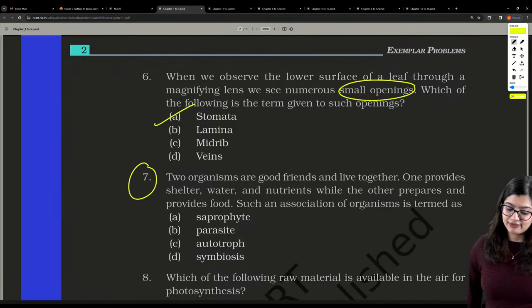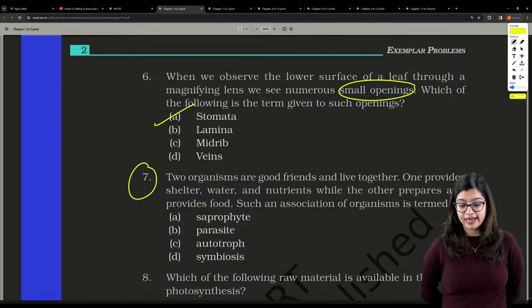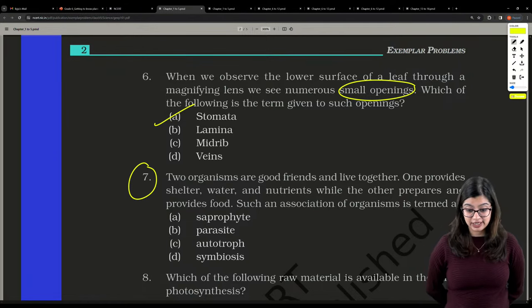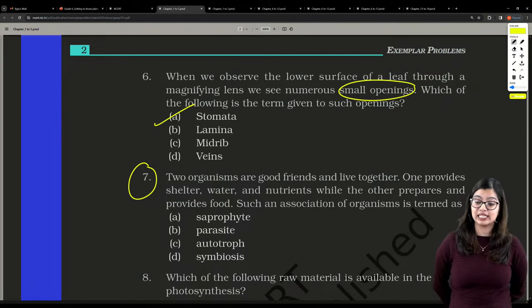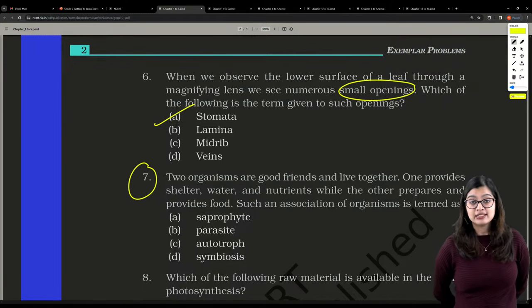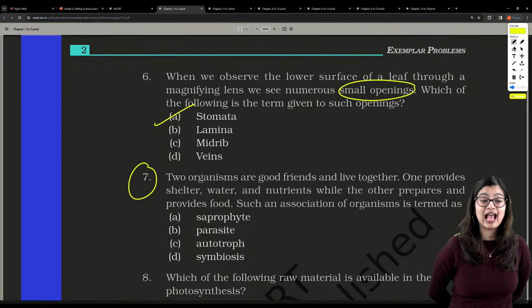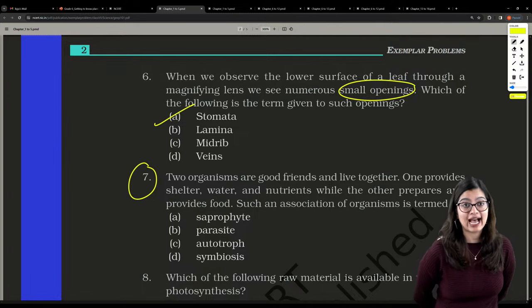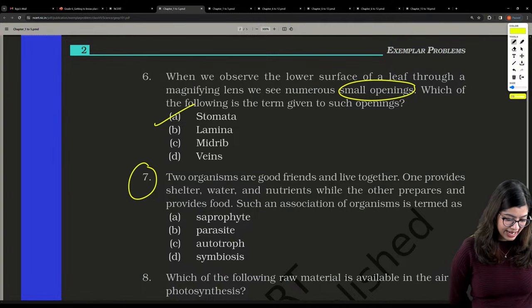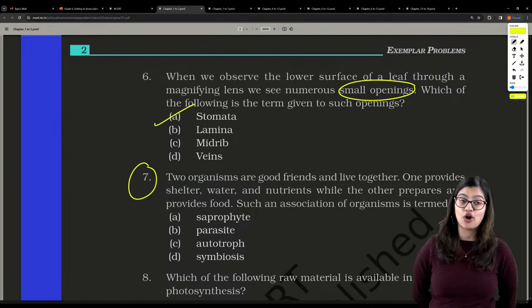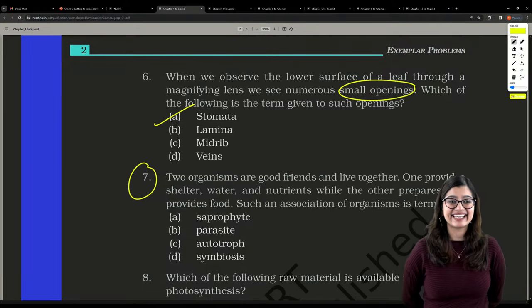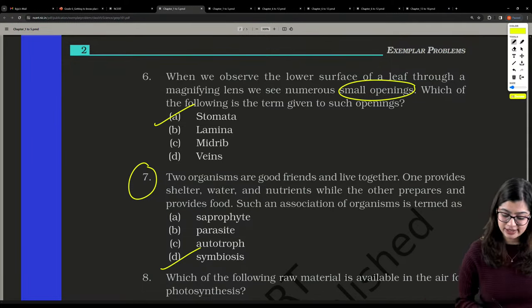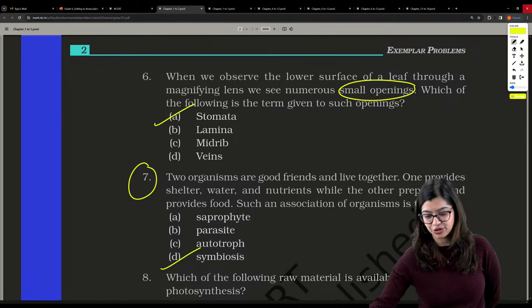Now, of course, we have the next one, which is two organisms are good friends and they live with each other. One provides shelter, water and nutrients while the other prepares and provides food. Such an association where they help each other is called what? Is it saprophyte, parasite, autotroph, or symbiosis? What is the answer to this? Very good. We call this symbiotic association.